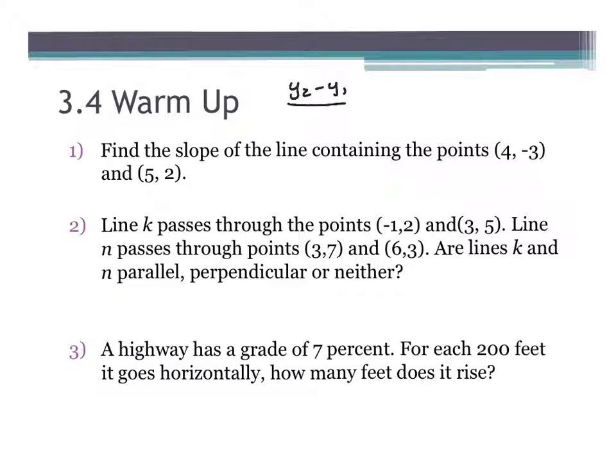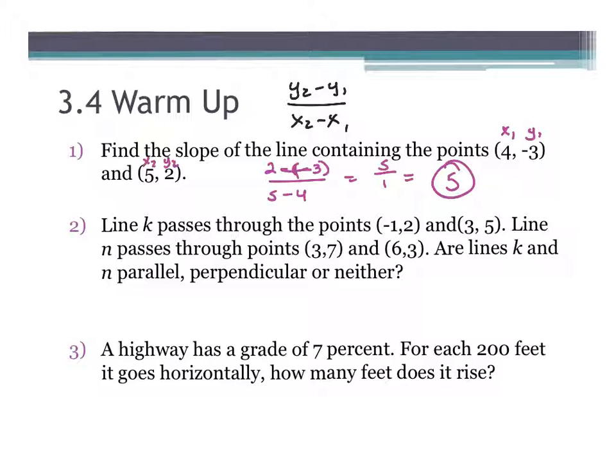So for number 1, we're just finding the slope, and so for this, you need the y2 minus y1 over x2 minus x1. And then I can use either one, right? So this could be x1, y1, or it could have been x2, y2, as long as the numbers within the parentheses are the same. So this is 2 minus a negative 3 over 5 minus 4, and I get 2 plus 3, or 5 over 1. So the slope here is 5.